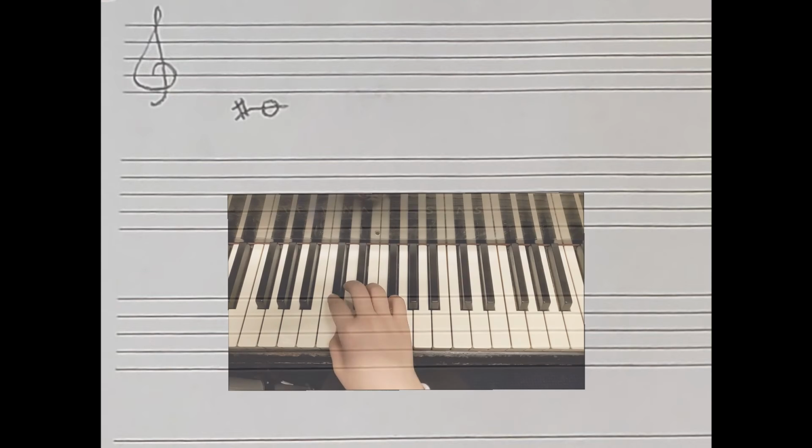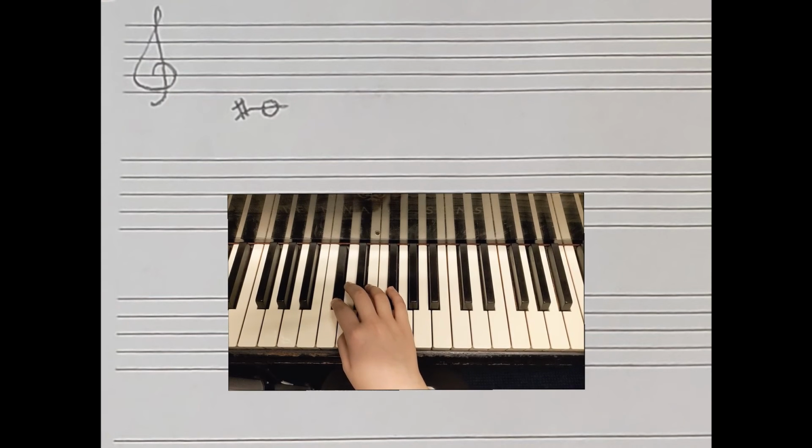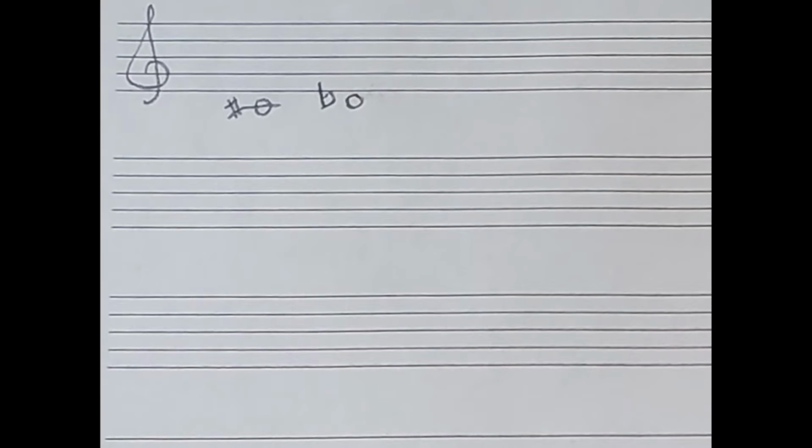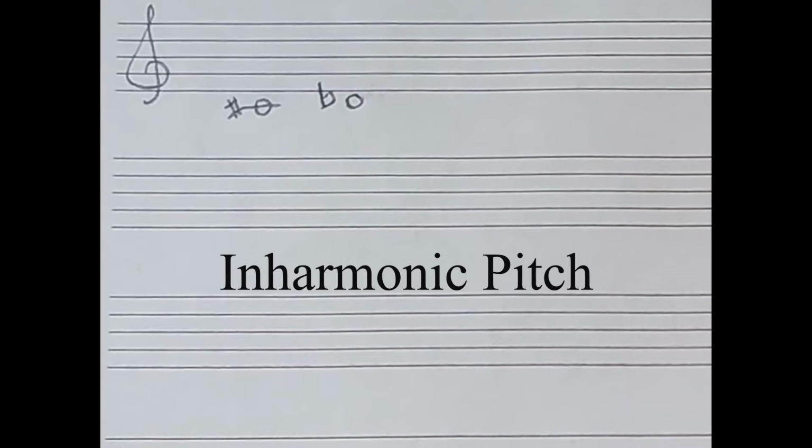For example, this note can also be called a C sharp or a D flat, depending if you're counting from the note C to the right or from the note D to the left. The note here is called an enharmonic pitch.